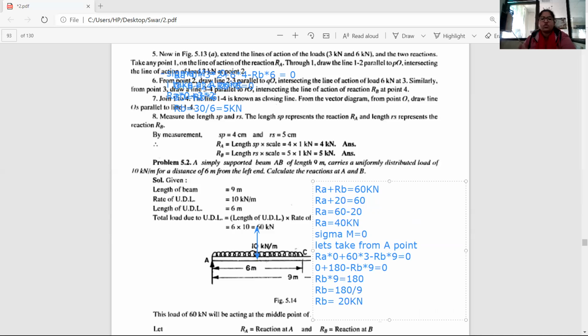So this is my whole solution for this kind of problem, which has a UDL or uniformly distributed load. I hope you don't have any query in this session, but if you have, then please mention it in the comment box. We will do more of the same kind of problems and some other points of support reaction in the next session.